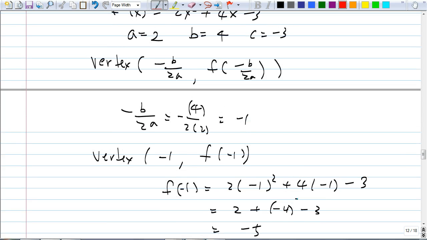Okay, if you don't believe me, here's the work, guys. Verify that you got -5. If you didn't get -5, that's not good. It's -1 squared times 2, plus 4 times -1, minus 3. That's 2 minus 4 minus 3. There you go. You better get -5, otherwise. 2 minus 4 minus 3 is -5. You guys get it now?